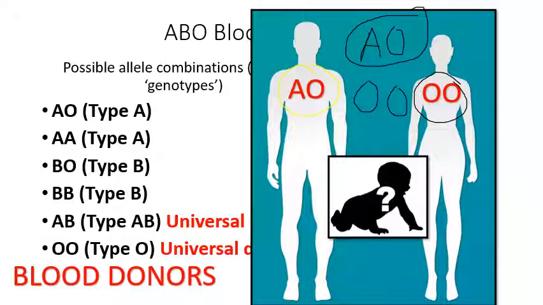Okay, so the odds of this couple having a baby that is incompatible with the mother's blood type are 50-50. Right? And usually it's only the second baby that's a problem. So this couple would have to have two babies in a row that had AO blood type before it could be something to worry about. Nevertheless, it's nice to know which blood type you have.